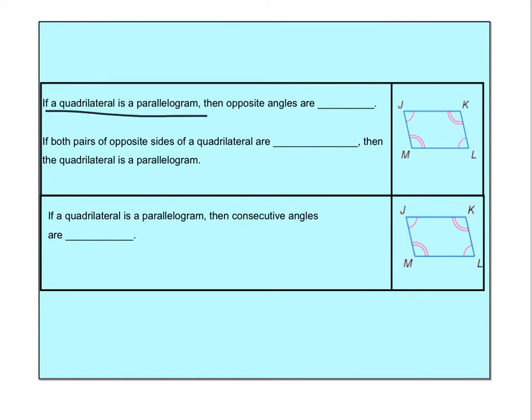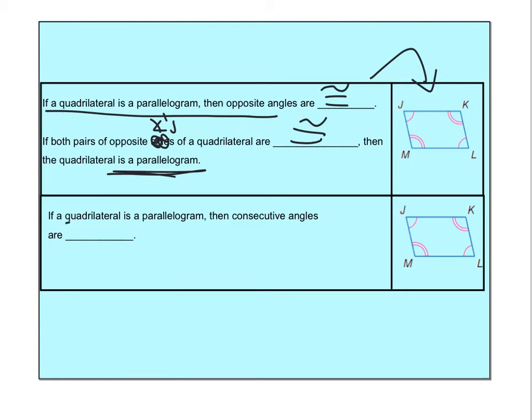So if a quadrilateral is a parallelogram, then the opposite angles are also going to be congruent. All right, so if they tell me flat out, yes, it's a parallelogram, then the opposite angles are congruent. Likewise, flip it around. If both pairs of opposite angles of a quadrilateral are congruent, then the quadrilateral is a parallelogram.